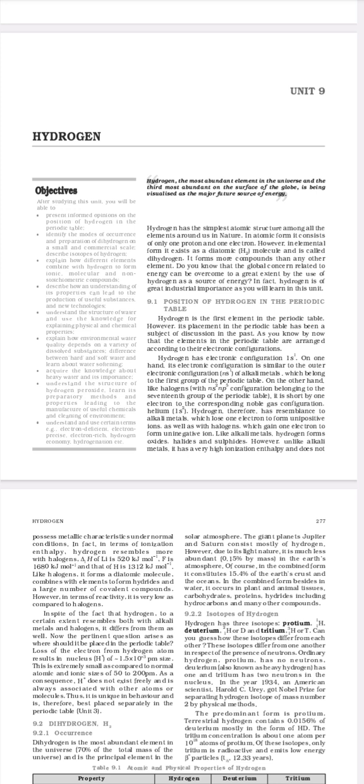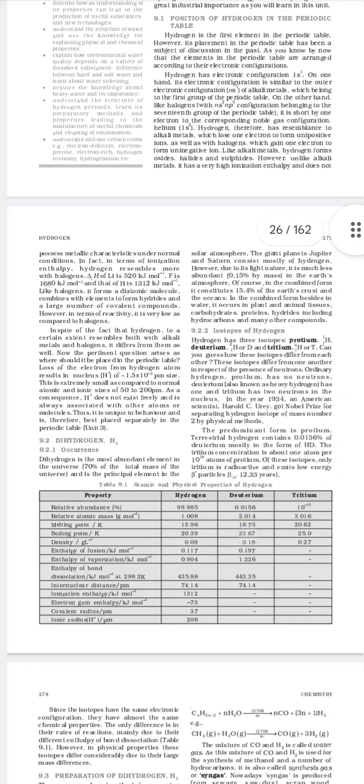On the other hand, like halogens with ns2np5 configuration belonging to the 17th group of the periodic table, it is short by one electron to the corresponding noble gas configuration, helium. Hydrogen therefore has resemblance to alkali metals which lose one electron to form unipositive ions, as well as with halogens which gain one electron to form negative ions. Like alkali metals, hydrogen forms oxides, halides, and sulfides. However, unlike alkali metals, it has a very high ionization enthalpy and does not possess metallic characteristics under normal conditions. In fact, in terms of ionization enthalpy, hydrogen resembles more with halogens.